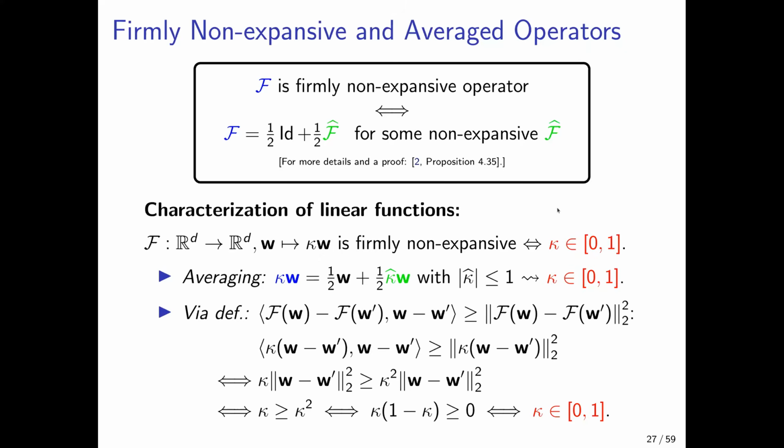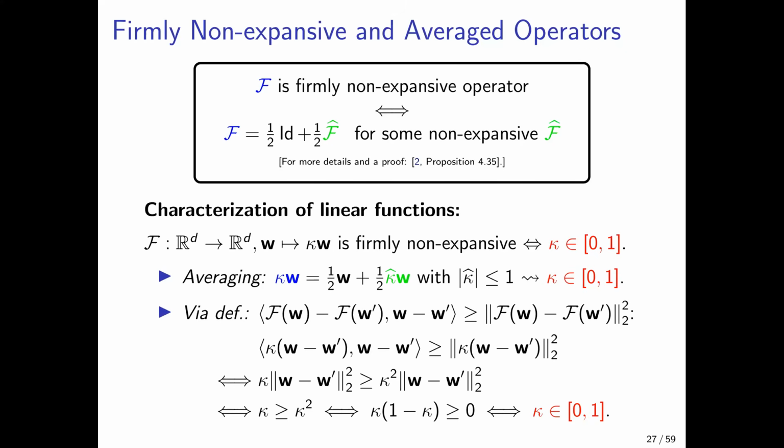And there are two ways we can show this. Firstly, using this averaging procedure, which is given here, that firmly non-expansive operators are averaged operators. So we can simply write this expression as 1/2 the identity, which means 1/2 times w, plus 1/2 of some non-expansive operator. A non-expansive operator takes the form of this kappa-hat times w, and this kappa-hat must have absolute value at most 1. And if we simplify this, it turns out kappa must be between 0 and 1.